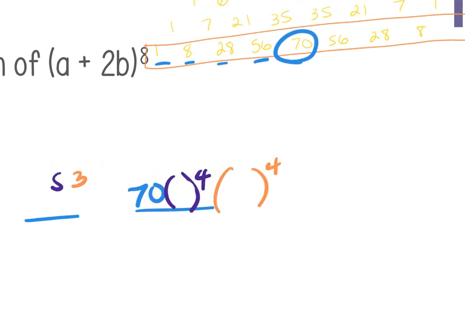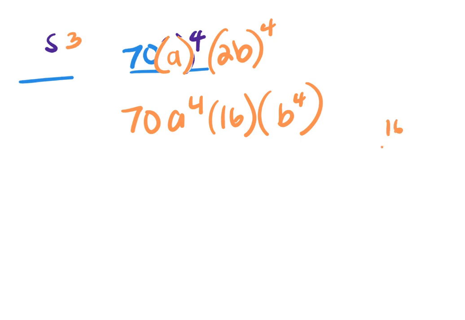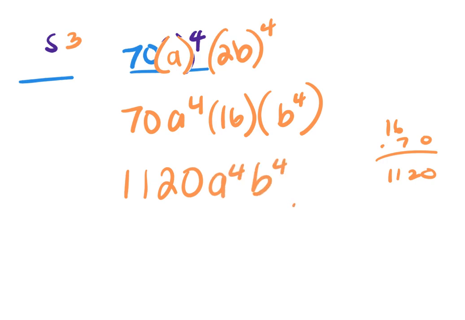That first term is a, so I'm going to raise a to the 4th. And the second term is 2b, so I'm going to raise 2b to the 4th. And then I'll multiply that times 70. So 70 times a to the 4th times 2 to the 4th, which is 16, times b to the 4th. 16 times 70 is 1,120. So 1,120 a to the 4th, b to the 4th.